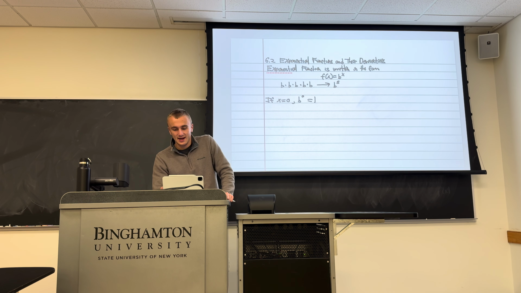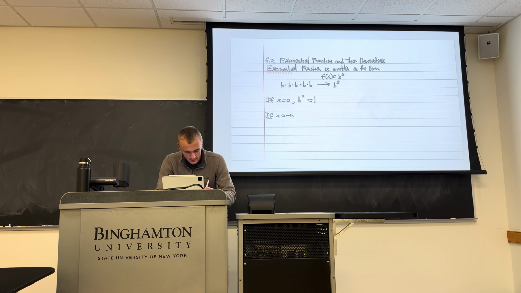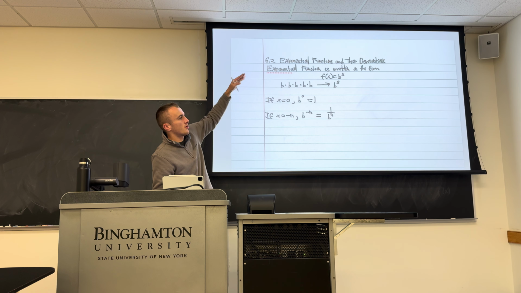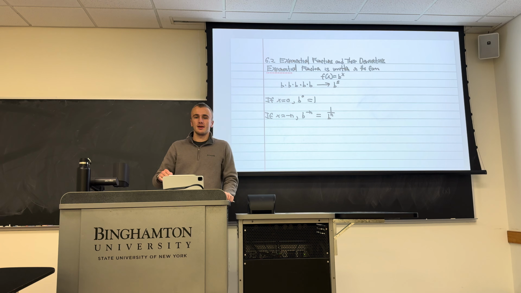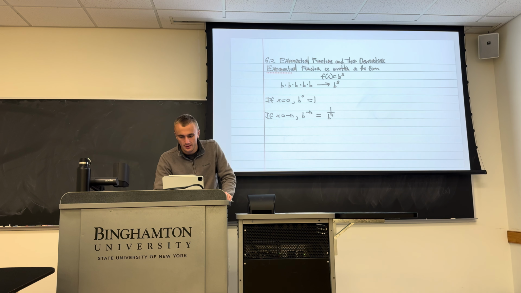And then if x equals a negative number, so if we have b to the negative x, if x equals negative n for an integer n, then that means b to the negative n equals 1 over b to the n. So if you have a negative in the exponent, it must be put in the denominator of a fraction in order to evaluate it. And then if x is a rational number such that x equals p over q, if p and q are integers and q is greater than 0, we can write it in this form.